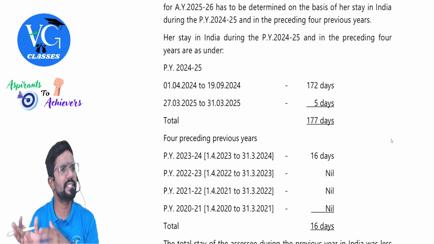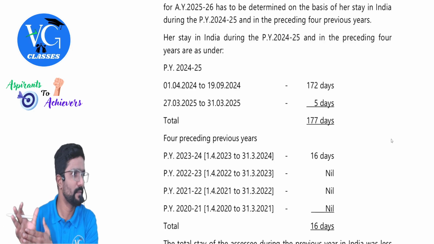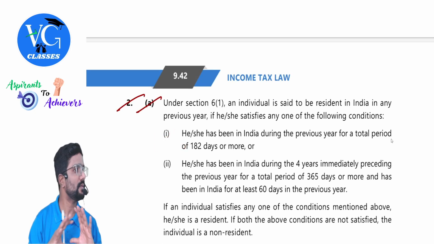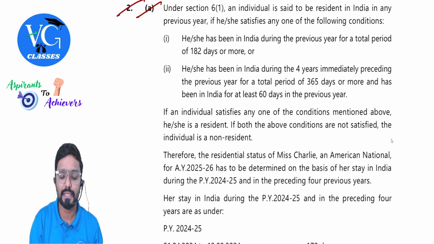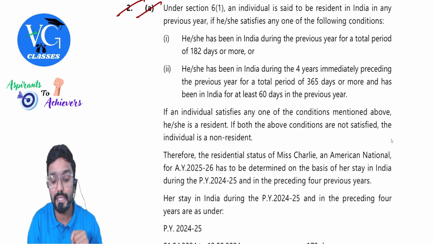Did she go back or not? That is not mentioned in the question. Assume that she was in India till 31st March. Okay. Totally how many days, sir? 172 plus 5, 177. Straight away, first condition ruled out. First condition ruled out. Second condition is alive. So 60 days satisfied, sir? Yes, 60 days satisfied. Next, one more attached condition is there for that.